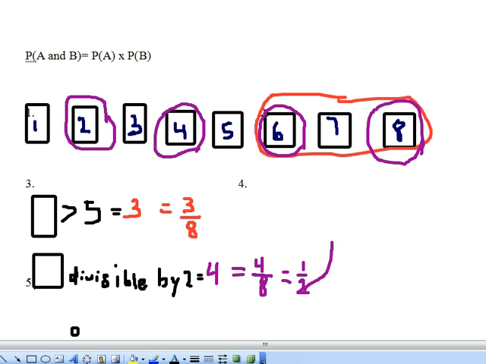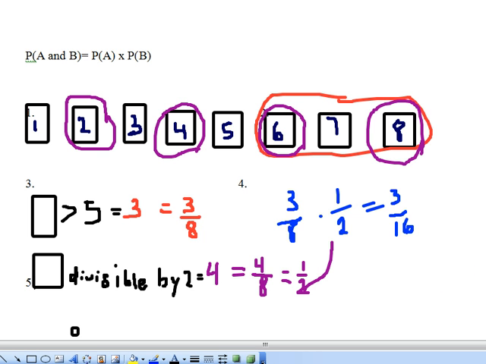Now we need to multiply these 2 probabilities. So 3 eighths times 1/2 equals 3 times 1 is 3, over 8 times 2, which is 16. So the probability that the first card would be greater than 5 and the second card would be divisible by 2 is 3 over 16.